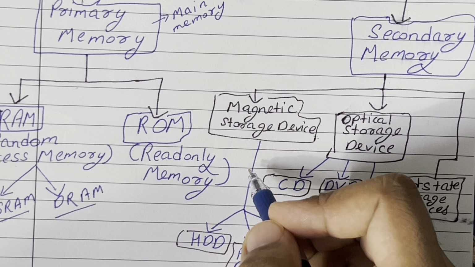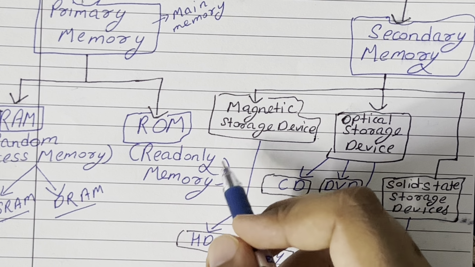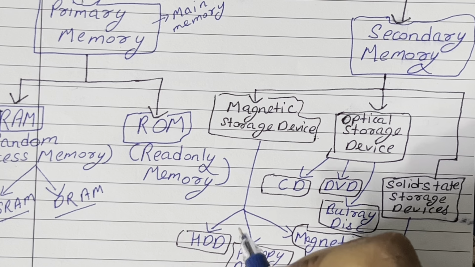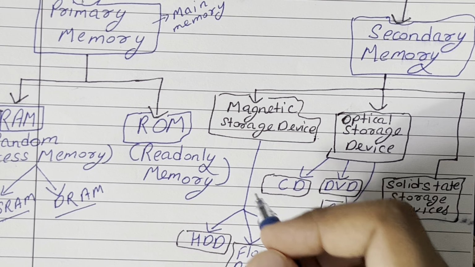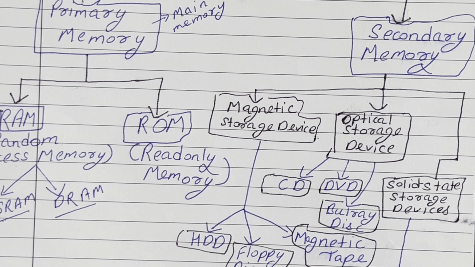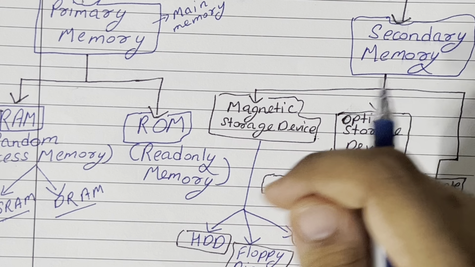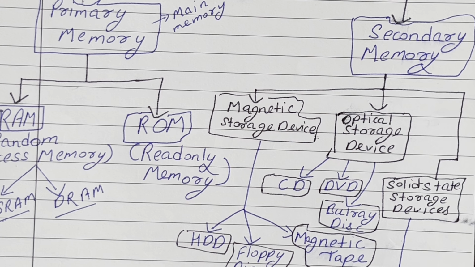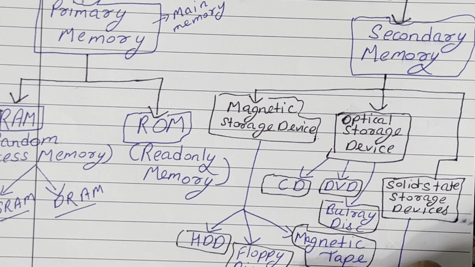And modern HDDs are capable of storing several terabytes of information, which makes them suitable for users who require large amounts of storage for documents, photos, videos, games, scientific data, and business records. Although SSDs are gradually replacing HDDs. So, next is floppy disk.